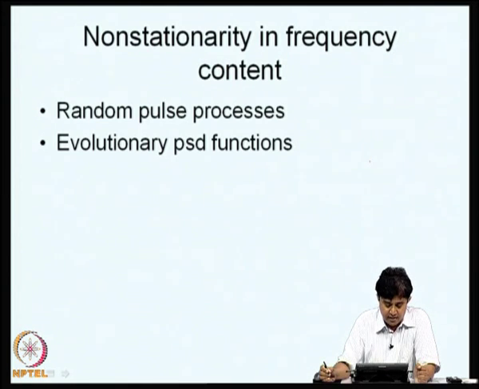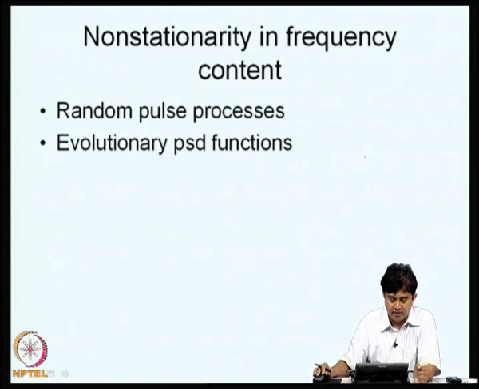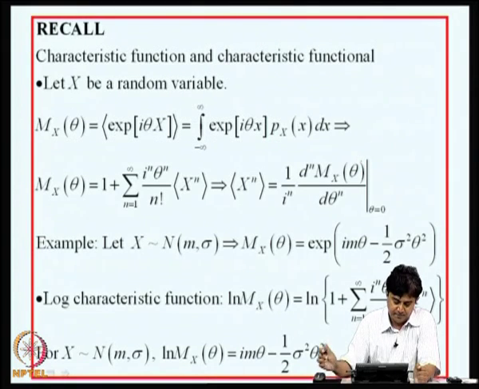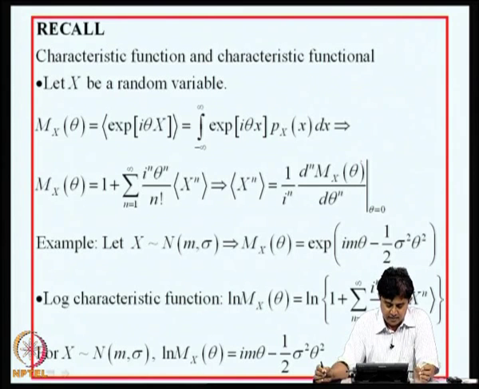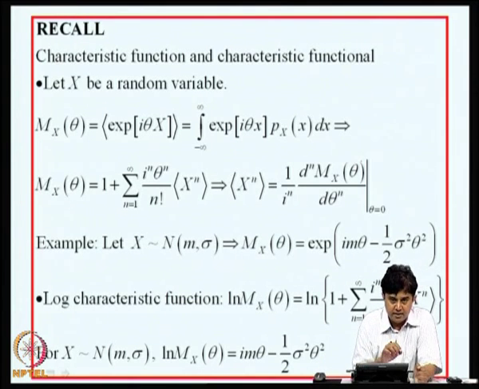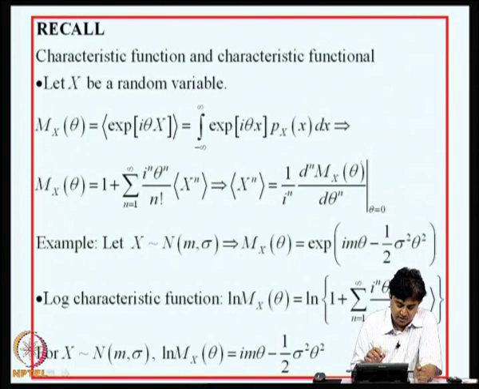Here we will discuss what are known as random pulse processes, and we will show that such processes have what are known as evolutionary power spectral density function, and they will be successful in capturing non-stationarity in both frequency and amplitude. Now, we need to recall some of the concepts that we discussed when we introduced probability and random processes. There were a few things that were postponed during that discussion. Now is the time to return to some of that, and we will quickly see what mathematical tools we need to analyze a random pulse process.